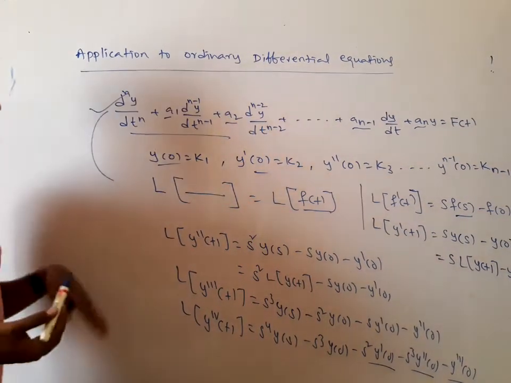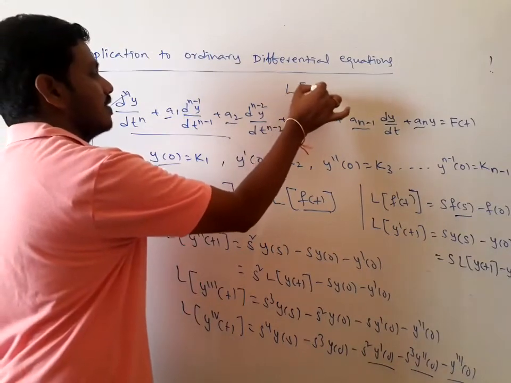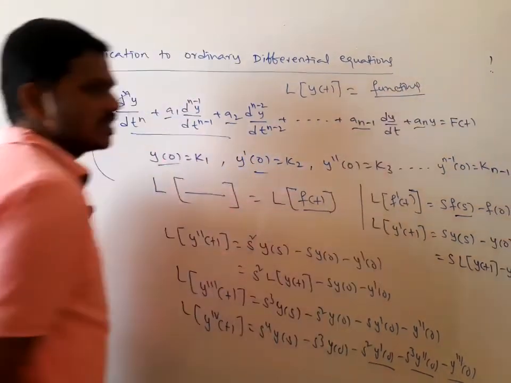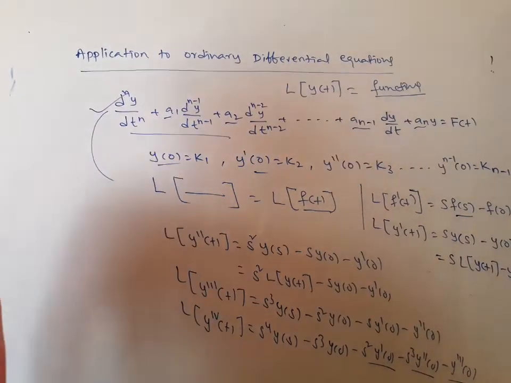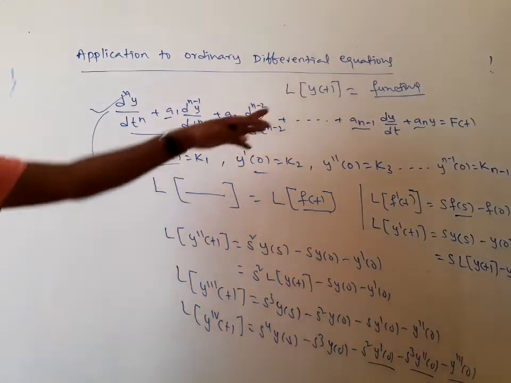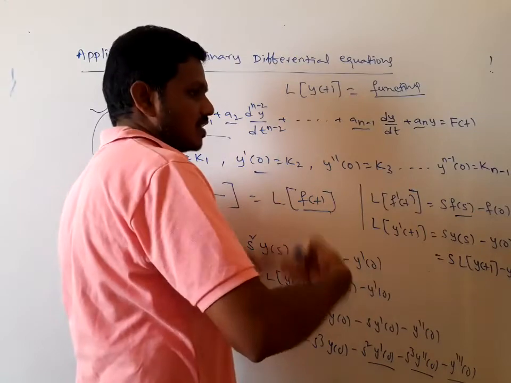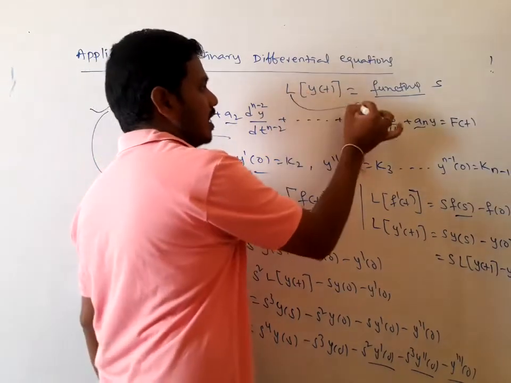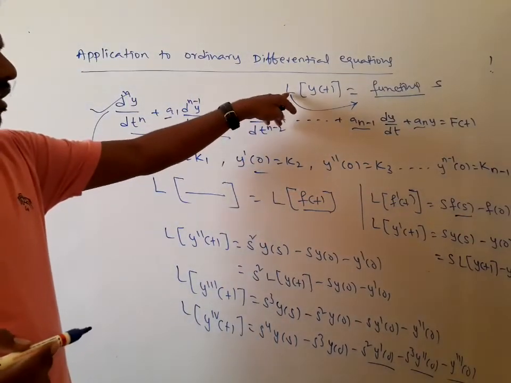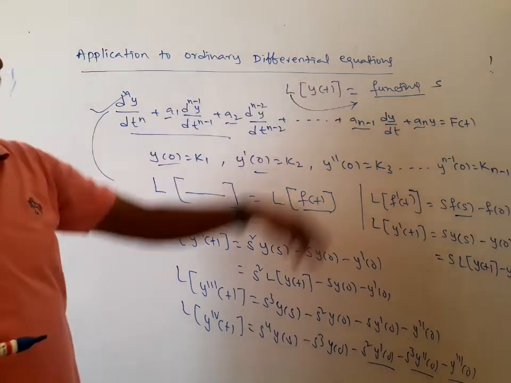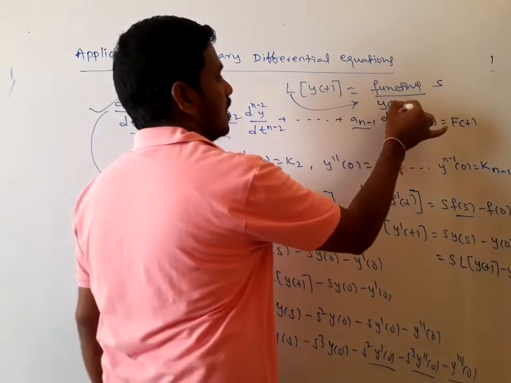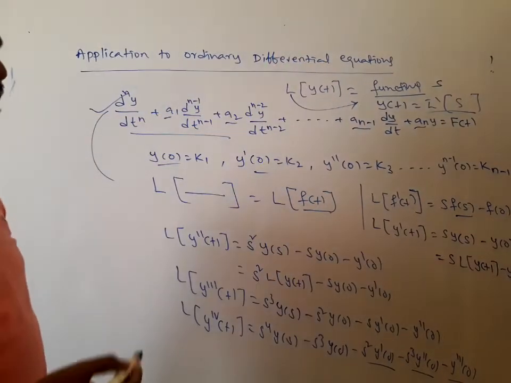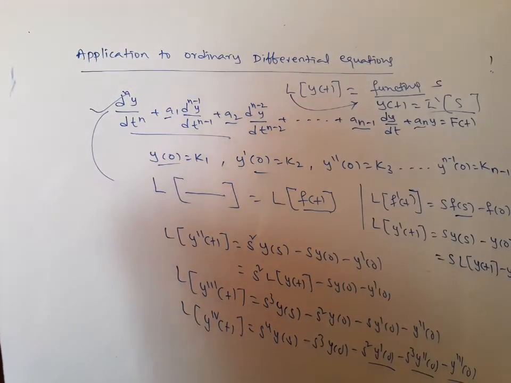Then after simplification, you will get the Laplace transform of some function of t is equal to a function of s. This is the working rule to find the solution of the given initial value problem by using the Laplace transformation. After some simplification, after some steps, you will get the Laplace transform of y of t is equal to a function of s on the right side. Then y of t is equal to L inverse of the function of s. You know that inverse Laplace transformation concept, which gives the solution of the given initial value problem.